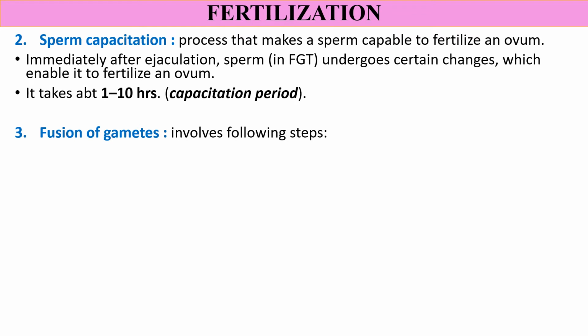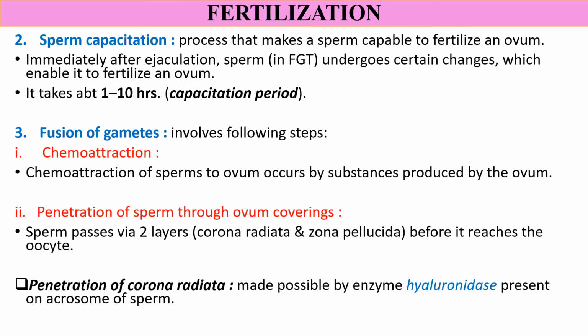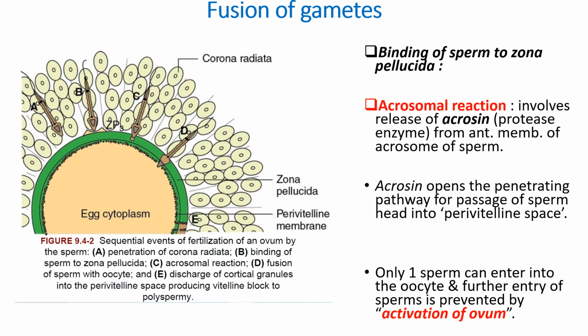The next step is the fusion of gametes, which involves many steps. The first significant activity that occurs here is chemoattraction, where the sperms are chemically attracted to the ovum by the released chemicals. Then the acrosomal reaction takes place that causes the sperms to penetrate the coverings of the ovum. The acrosome reaction involves the release of acrosin enzyme from the acrosome part of the sperm, which opens the penetrating pathway for passage of sperm head into the space between the zona pellucida and oocyte membrane.